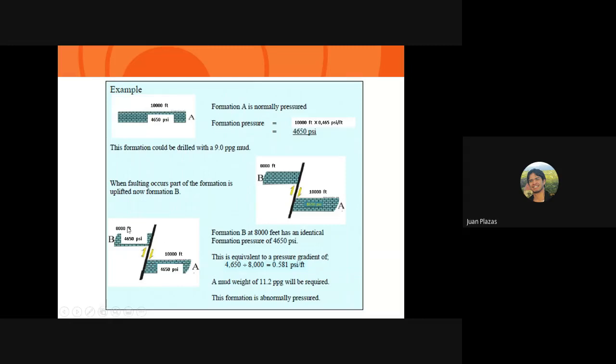But now you need to control formation B. Formation B, 4,650 PSI at 8,000 feet. So controlling this formation, you need 0.581 PSI per foot. In terms of PPG, you need 11.2. See, my friends, 0.581 is greater than the normal 0.465. That's why we consider that faulting could lead to abnormal formation pore pressure.